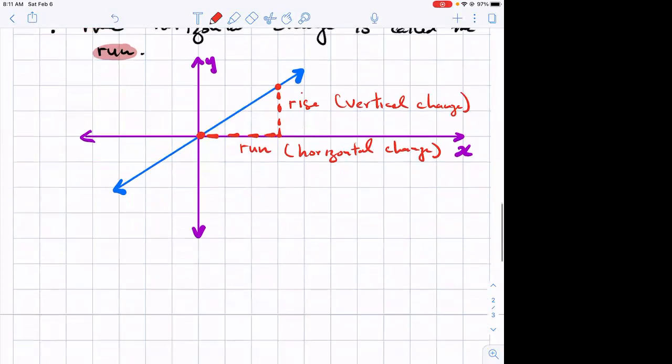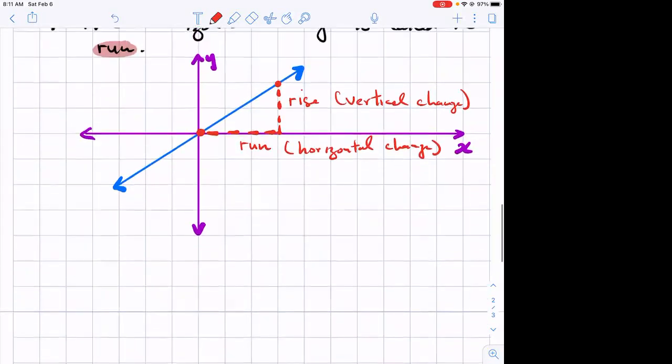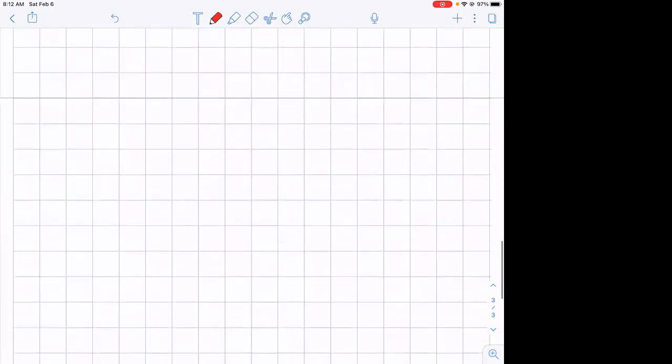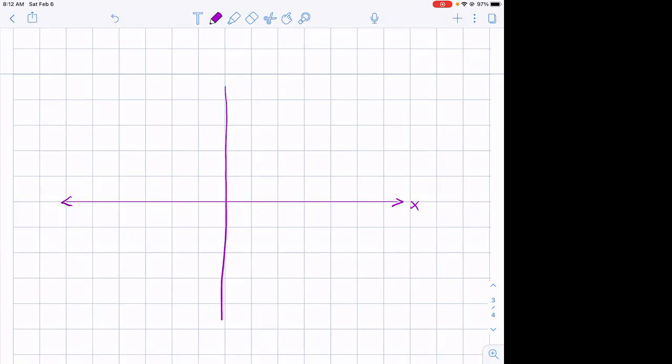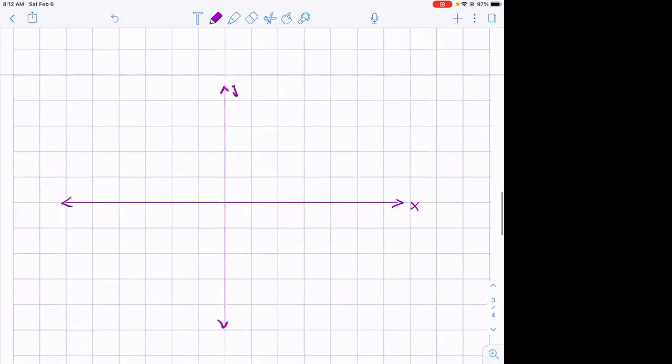So you will see this better if it was on a graph paper scenario. But now I'm going to try to draw one where we have the numbers. So let's redraw the XY axis, 1 unit each.